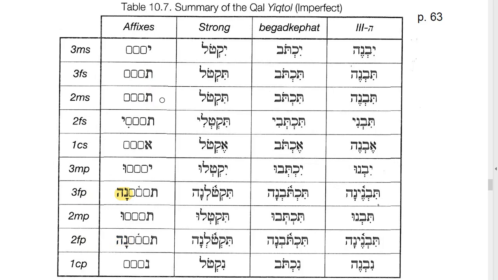So looking at our endings then, we have either no ending, a hiriq yod, a shureq, or a nun. The table then goes through examples of these various verbs. One thing to note is that normally with these Qal Yiqtols, the prefix vowel is a hiriq. The one exception is with the aleph here in the first common singular, the vowel is a segol. The aleph prefers the segol. Otherwise, the prefix vowel is a hiriq for this Qal Yiqtol.